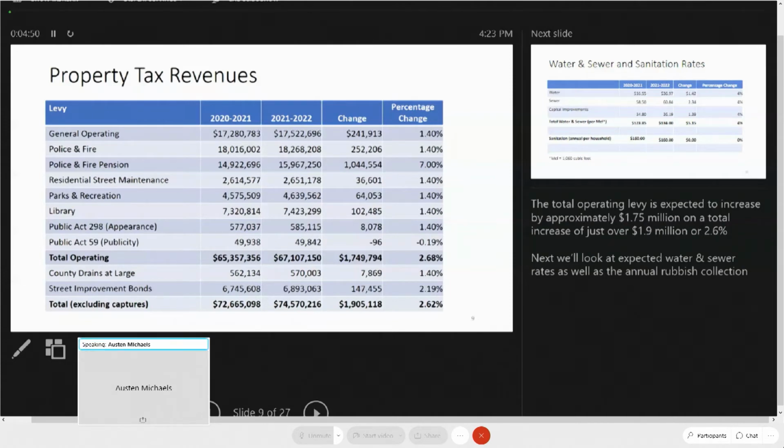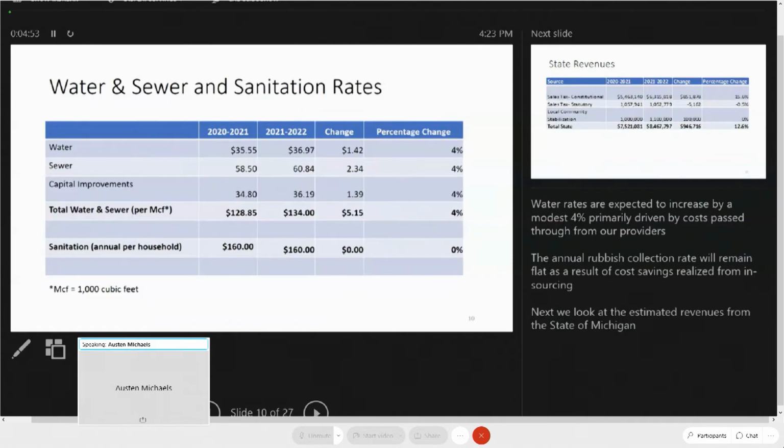Next, we'll look at the water and sewer rates as well as the sanitation or rubbish collection. A few years back when we implemented a new budgeting software specific to our water and sewer departments, we had predicted that in this year we would need about a 4% increase to the rates, and that is what we have planned for here, in line with our expectations. Our annual rubbish collection rate has remained flat, and that is a result of cost savings realized from insourcing certain related activities, primarily our brush chipping.